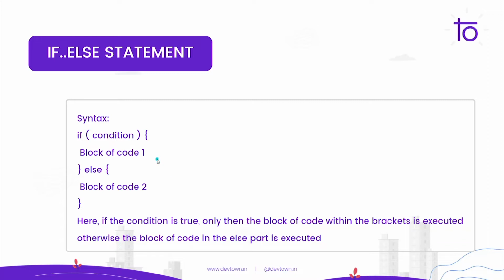Now if else statement. So here we have two blocks of code, block of code 1 and block of code 2. If the condition is satisfied, that is, if the condition returns the logical entity true, then only the block of code 1 is executed. If the condition is false, then only block of code 2 is executed.